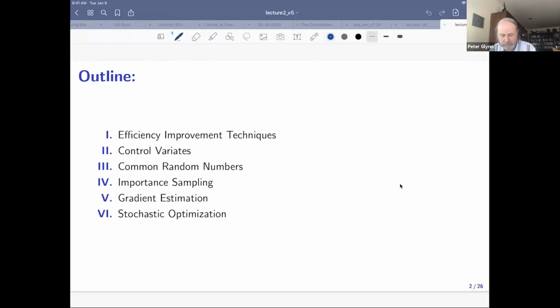Then I'll talk about gradient estimation, which obviously relates strongly to the world of stochastic optimization, and I'll finish with some quick discussion about stochastic optimization.